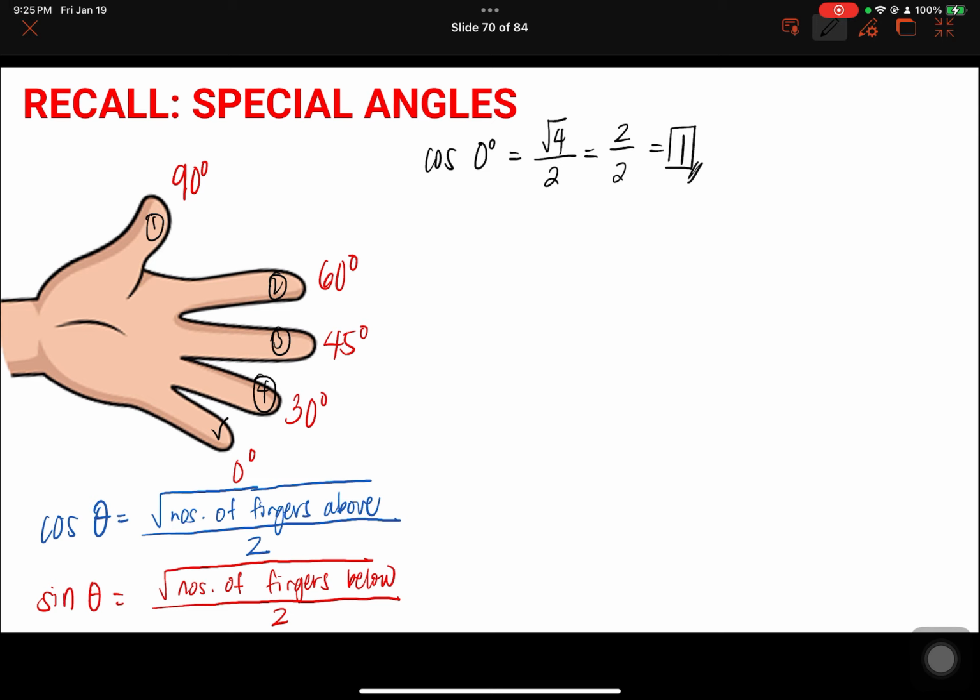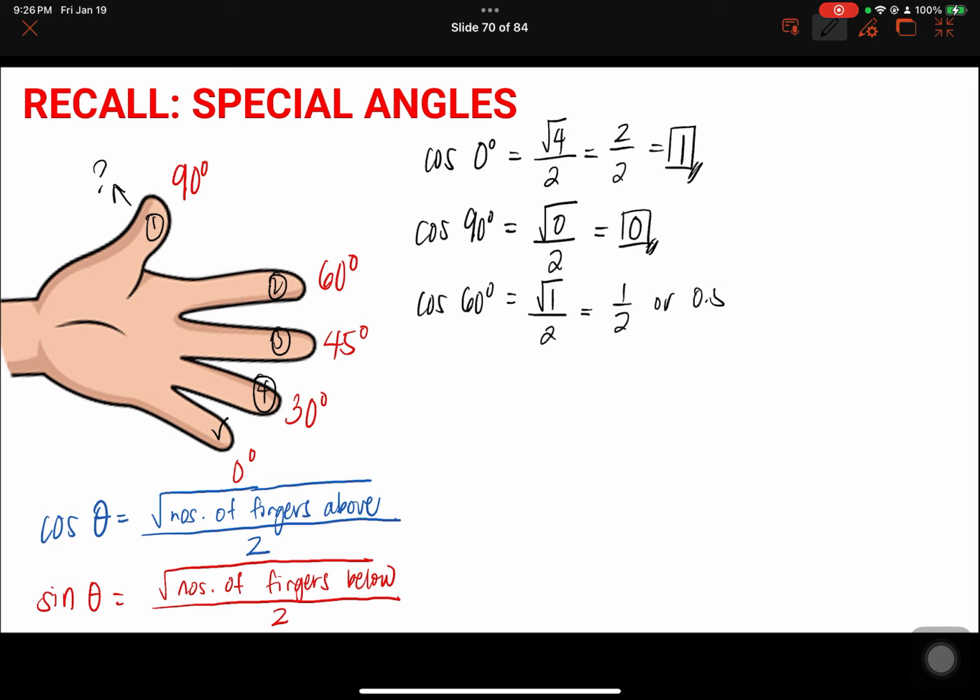Okay, let's practice more. So, bakit naging cosine 90 ay equal kay 0? Square root ng fingers na nasa itaas. Meron bang finger dito sa itaas ng 90? Di ba wala? So, square root of 0 over 2, 0 ang sagot natin. So, you can practice on your own. Pero tapusin na natin. So, cosine 60, ilan ang fingers sa taas? Isa. Over 2. So, cosine 60 is 1/2 or 0.5.